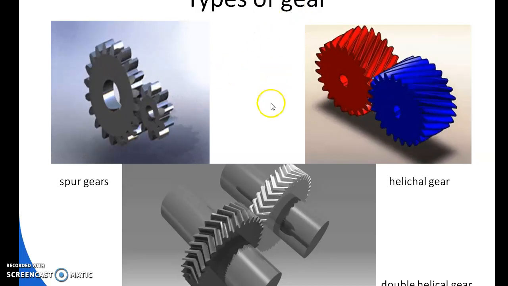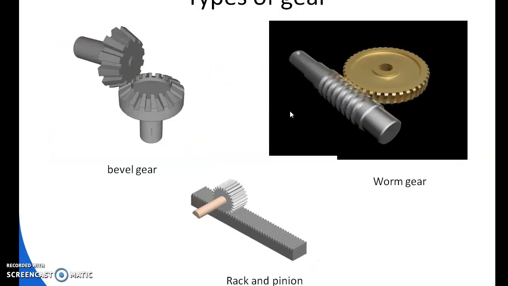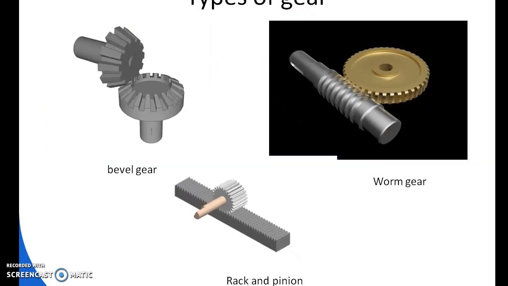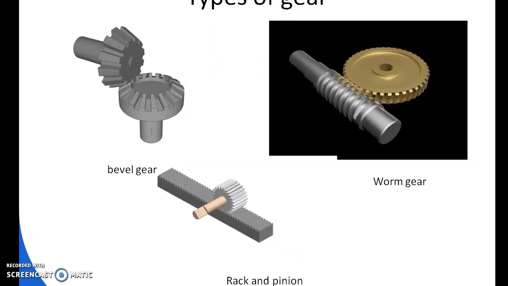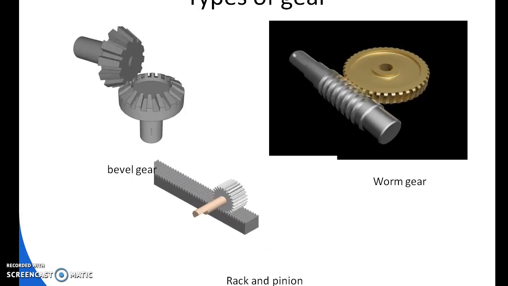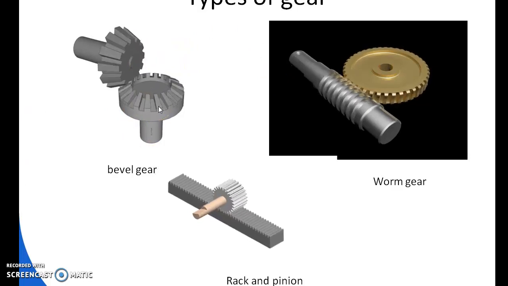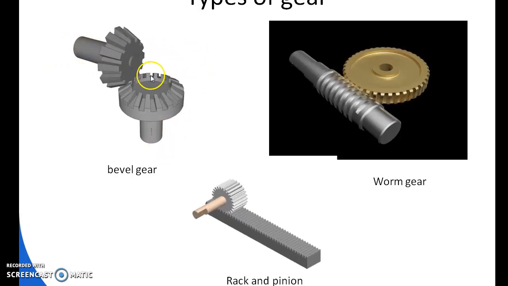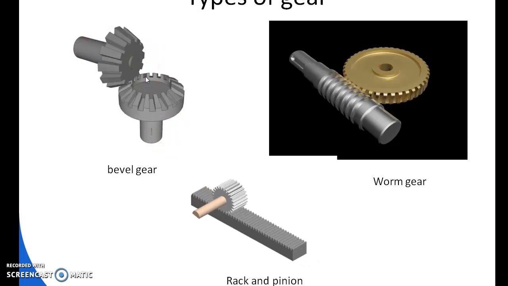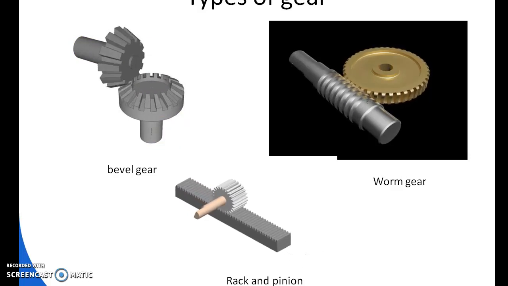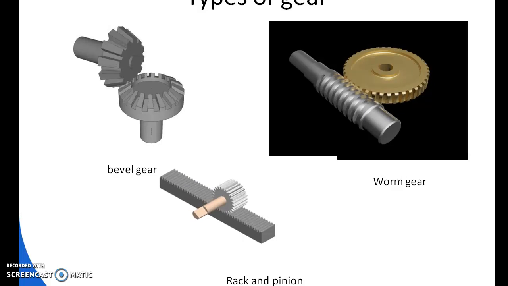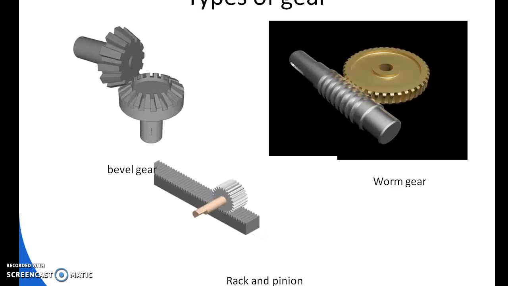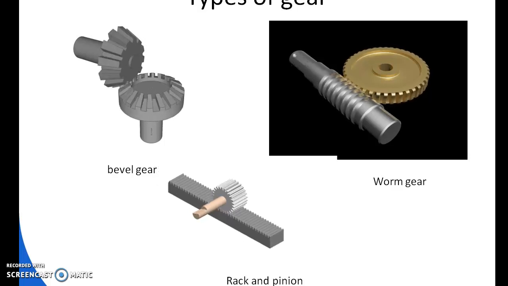The next type of gear is bevel gear. Bevel gear transmits motion between two shafts which intersect each other. Here in the first diagram we can see the bevel gear transmitting power between two shafts, both the shafts intersecting each other. Here in this picture they are intersecting at a right angle. So the first gear is rotating about, suppose, the y axis, then the second gear is rotating about the x axis.